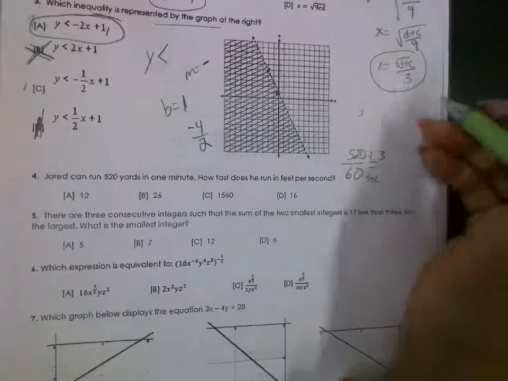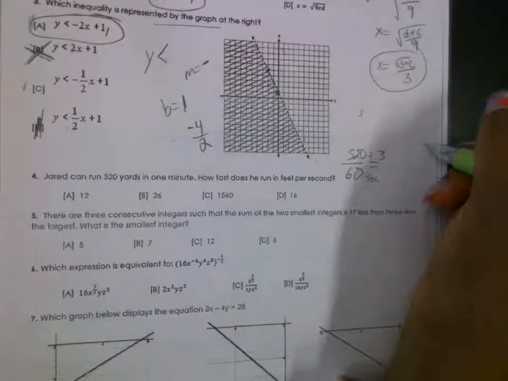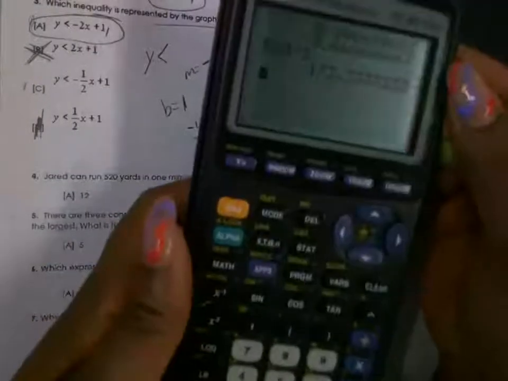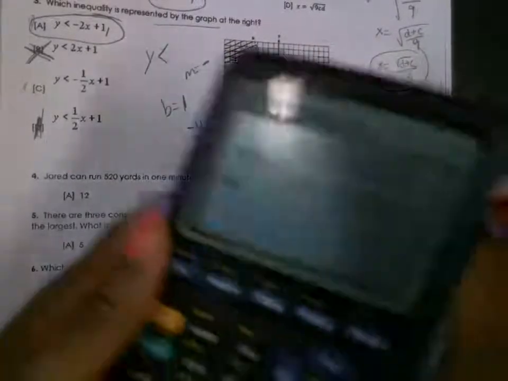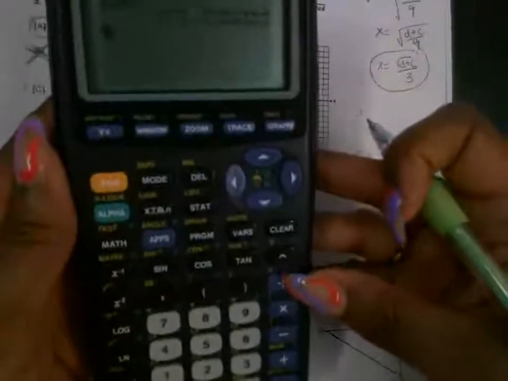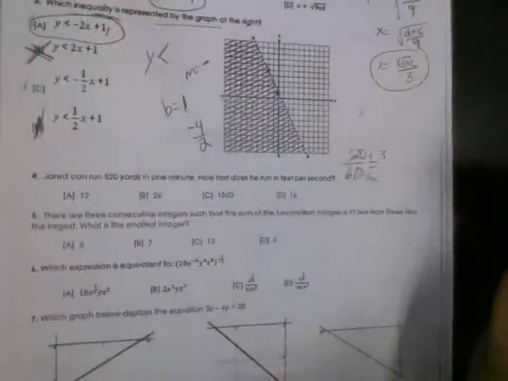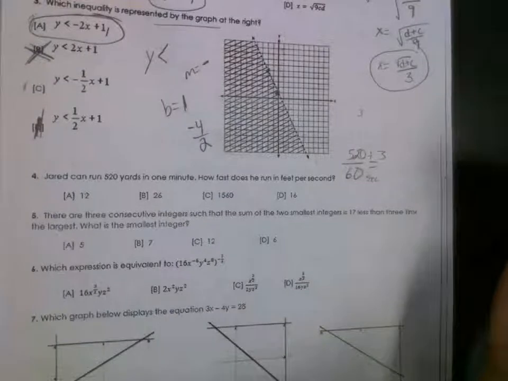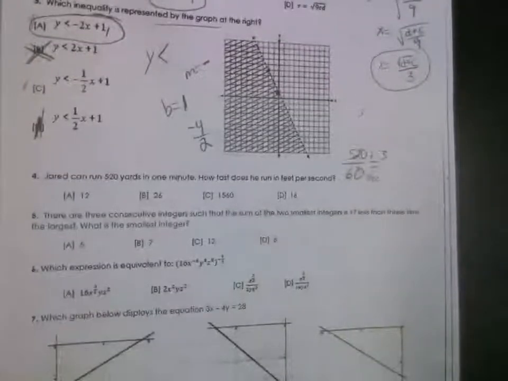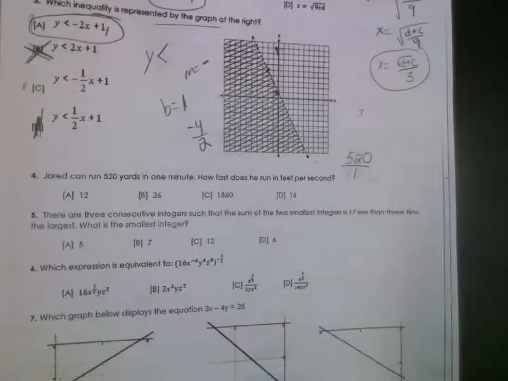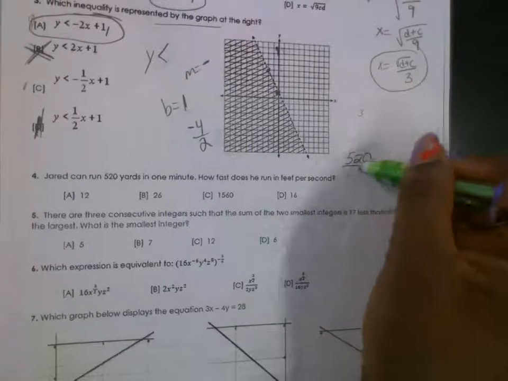Oh, and that's 173.3. And I have to take that and divide it by 60. Ooh, that's not right. Hold on. That's right. Yes, you tripping. All right, so let's do it like this. Okay. Let's start it over again.